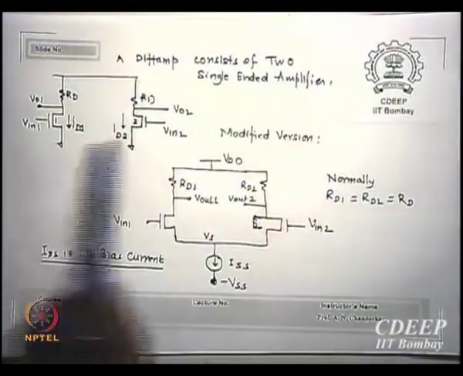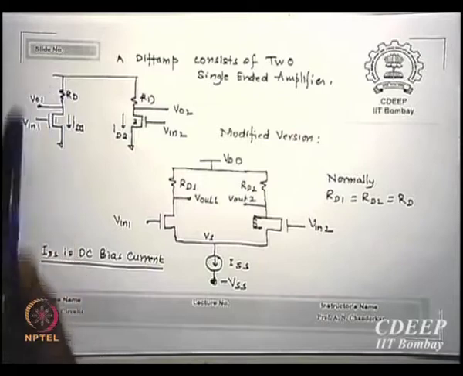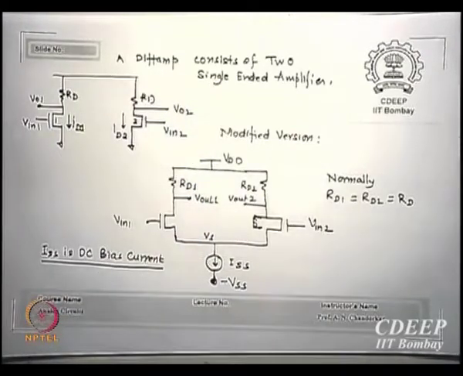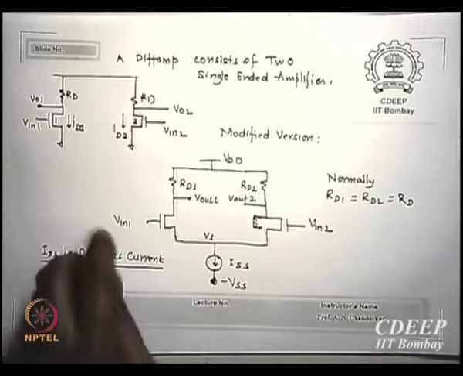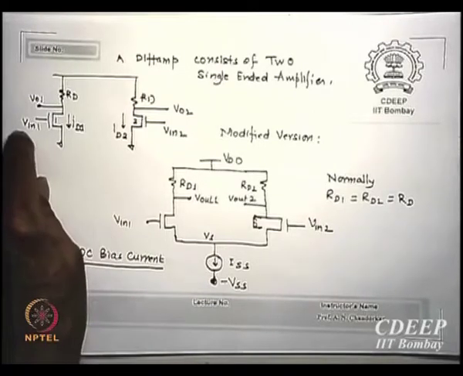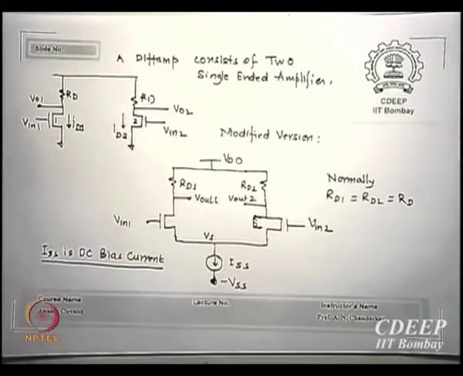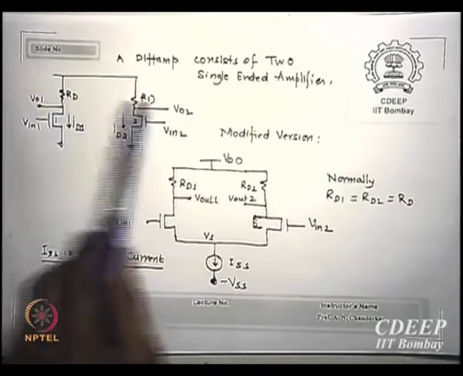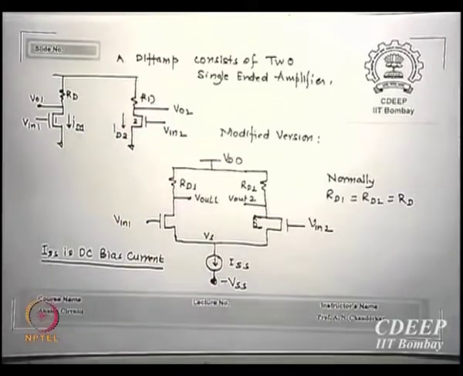I have 2 single-ended amplifiers, M1 related to this, M2 related to this. Is that clear? They have a common power supply voltage, drains are common. The only thing is now I am substituting inputs Vin1 and Vin2 to the 2 amplifiers and I am picking up 2 output voltages VO1 and VO2.